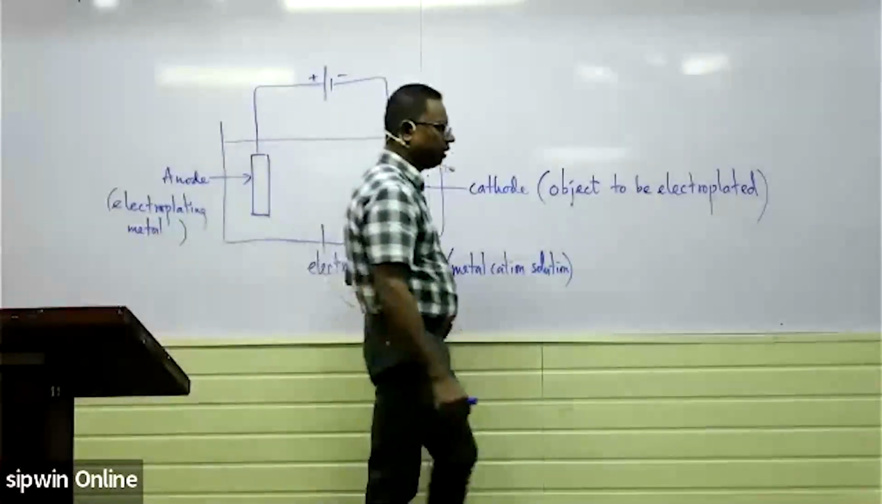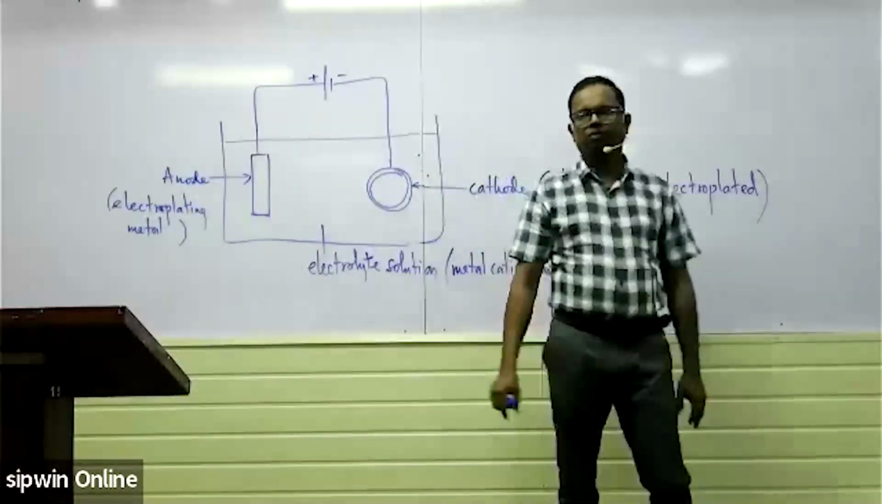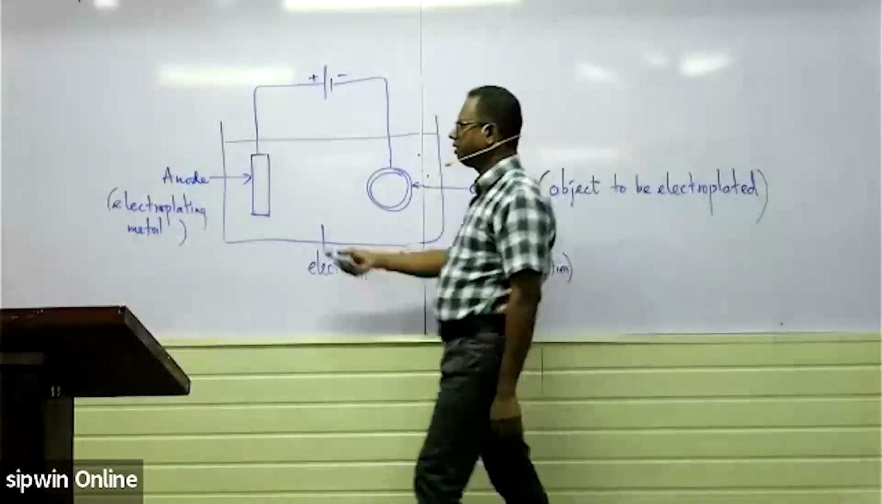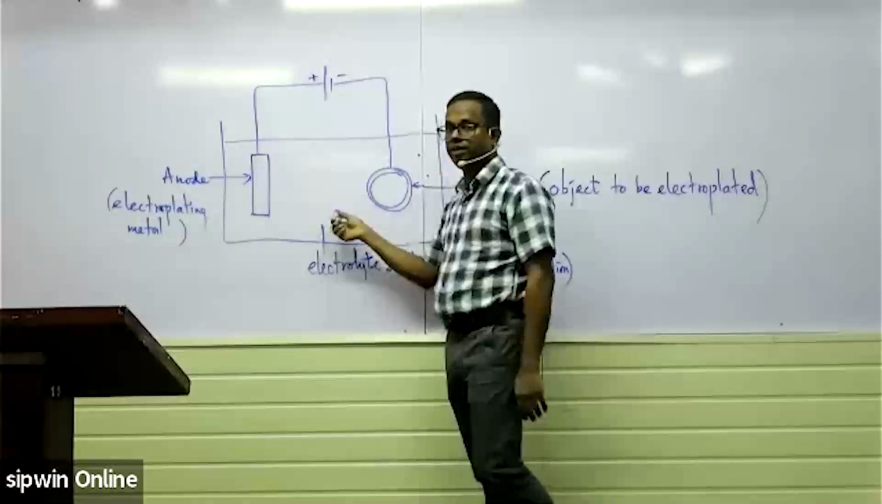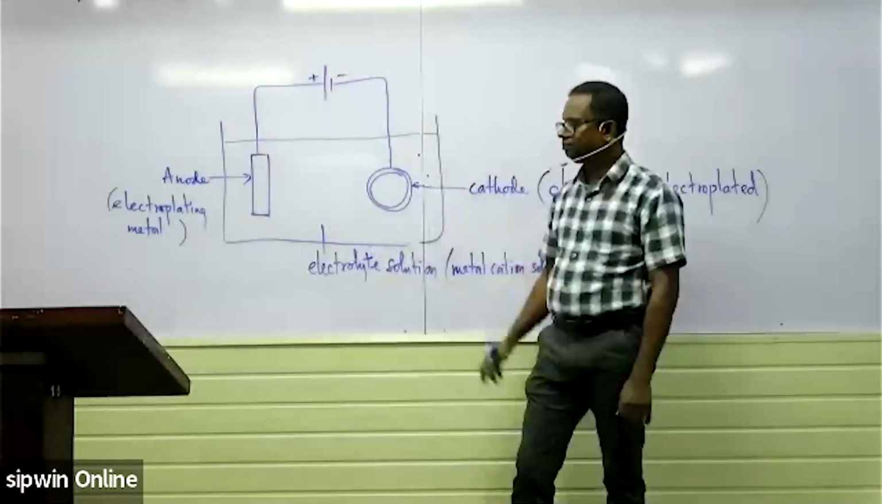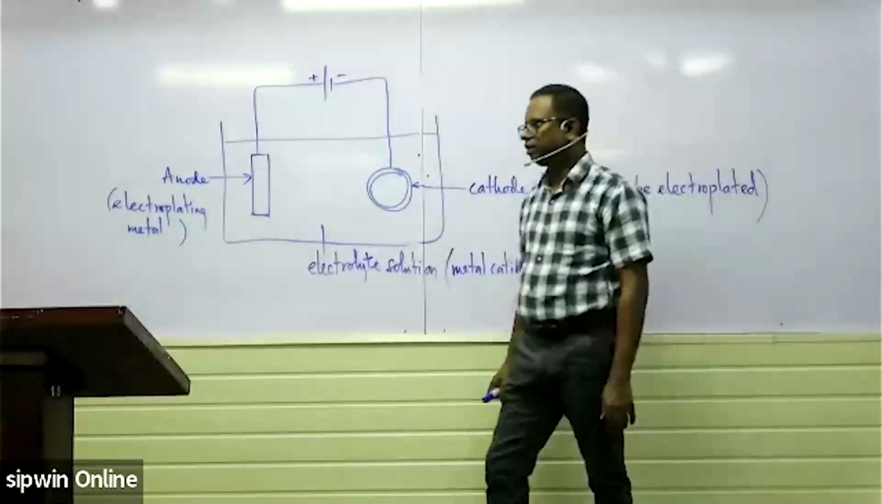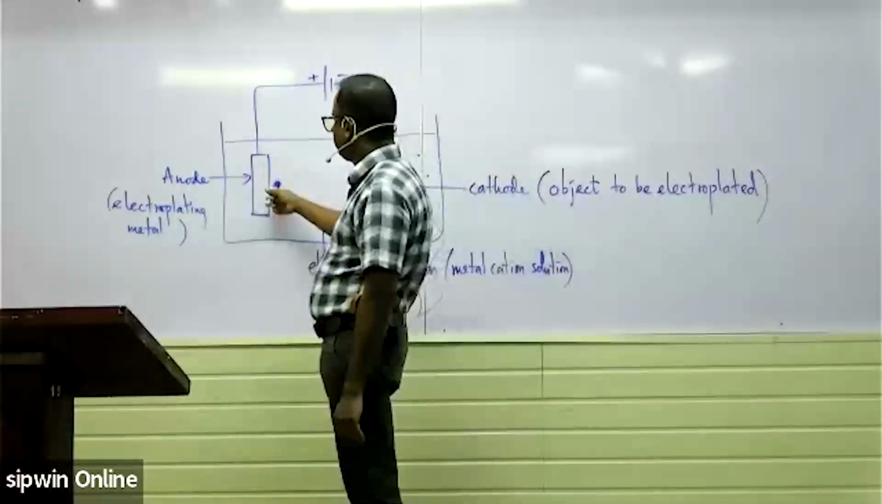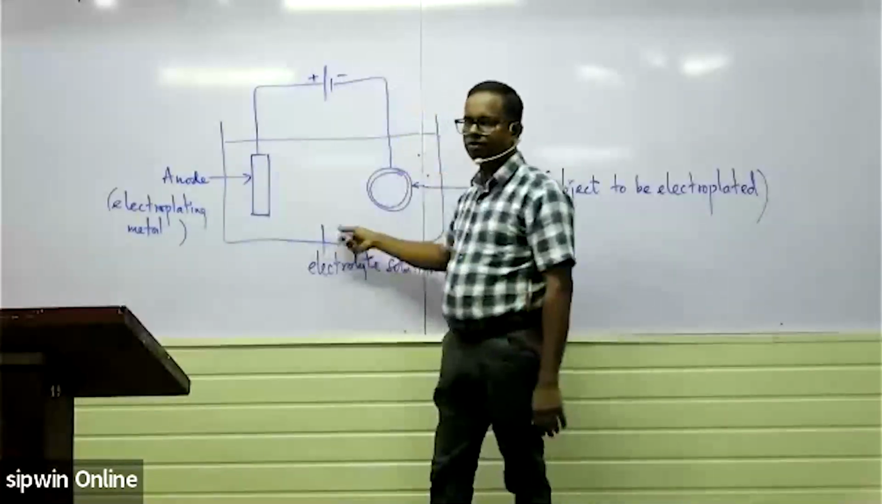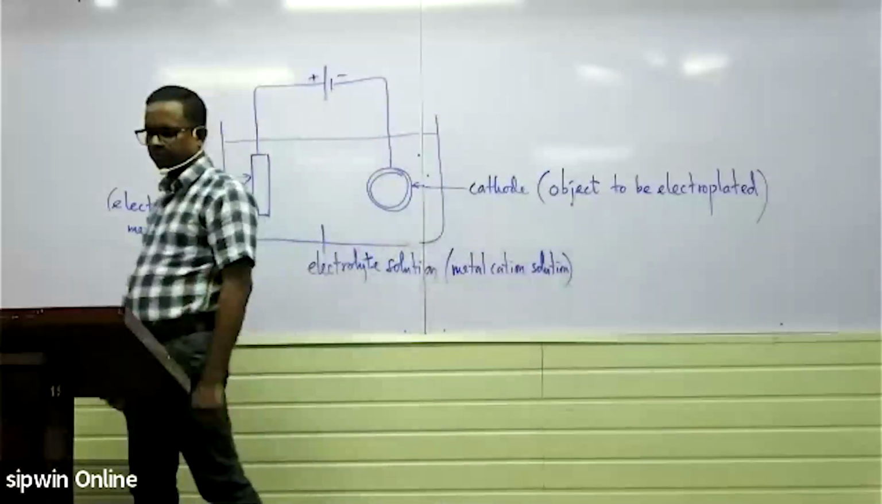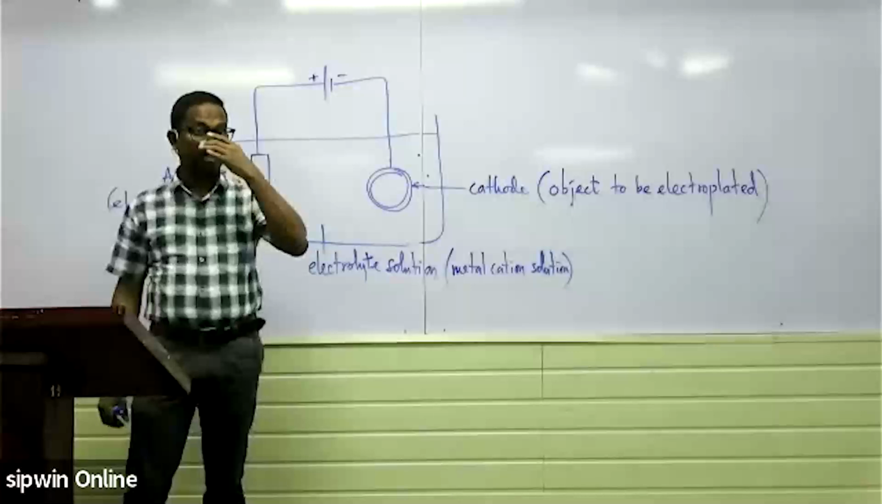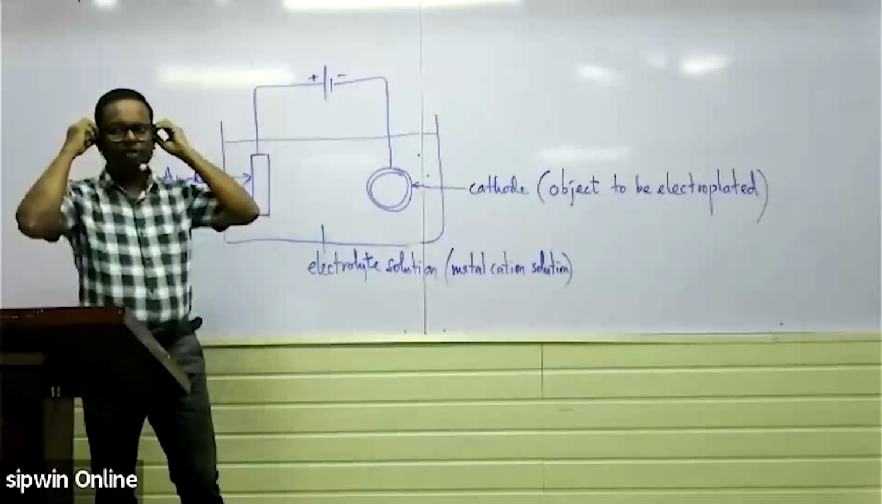Electrolyte solution, metal cation should be there. If you want to electroplate the silver, silver here. Silver plus cation here. Object is here. Like that. Then here, this one dissolving, the cation in this one depositing. Like that. In doing an electroplating process, right? Simple idea about that one.